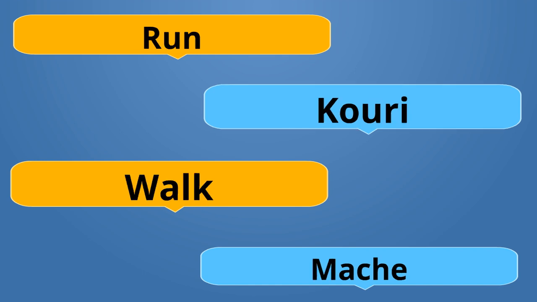Run and walk are opposites. Okay, for run, we say courir, courir. And then for walk, we say marcher. Okay, pour marcher, nous dit walk. Pour courir, nous dit run.